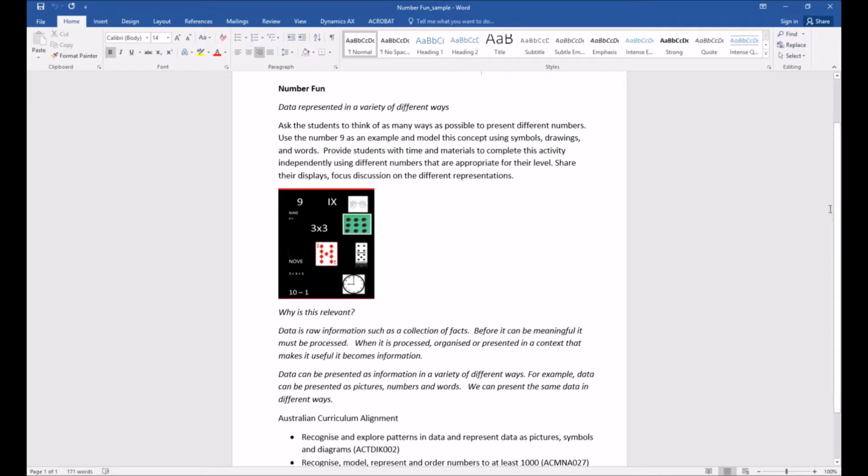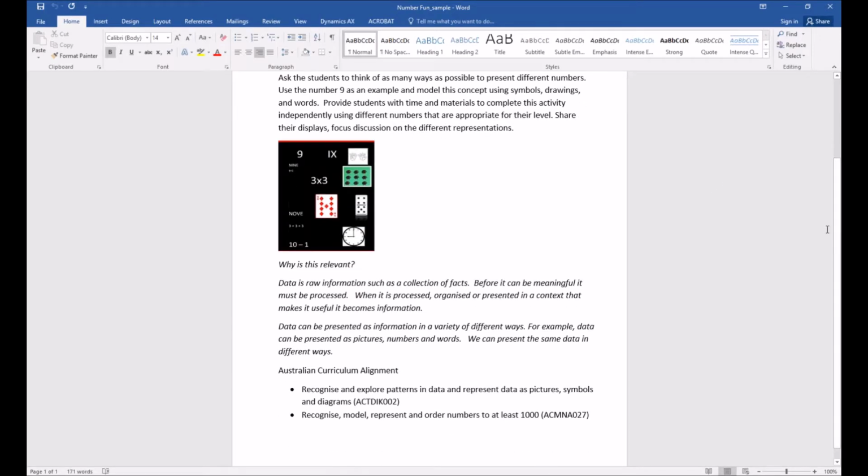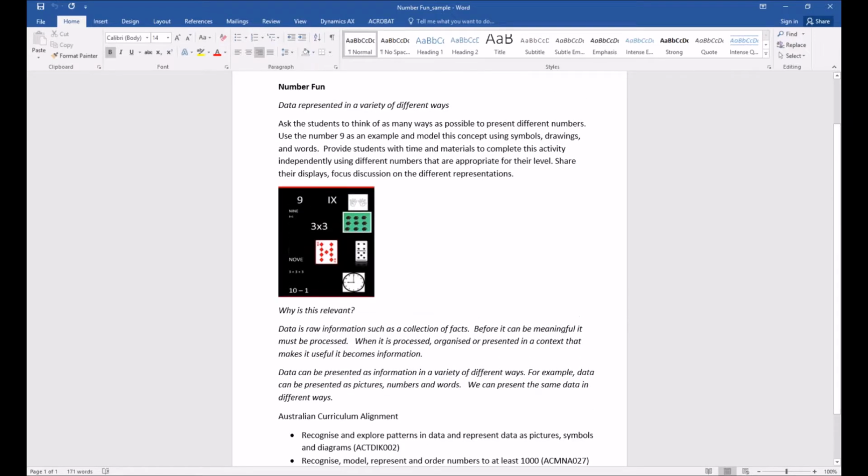So this one, we're just going to give you an example, Number Fun, and we've basically got a description of the activity, and then why is it relevant? We've put a link to, basically, it's about data and data presentation and an alignment. So what I'd like you to do there is have a bit of a think about, if we're going to have some documents like this on the web, what are some of the things that are going to be required so you can undertake that activity as easily as possible.